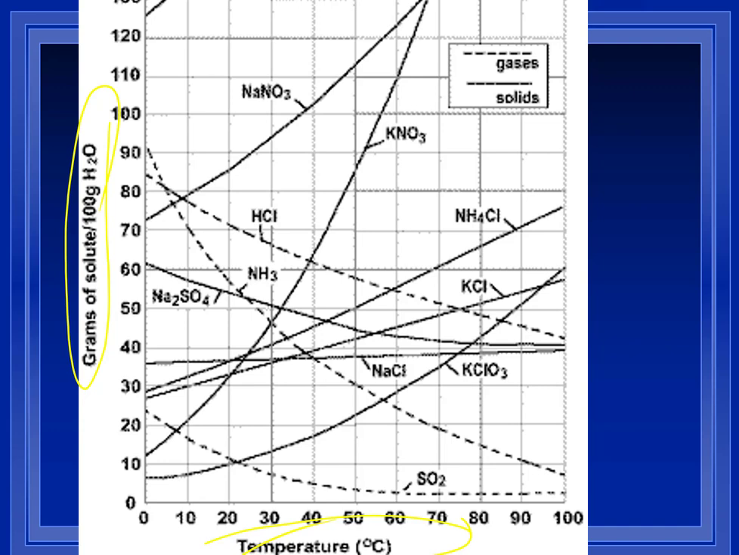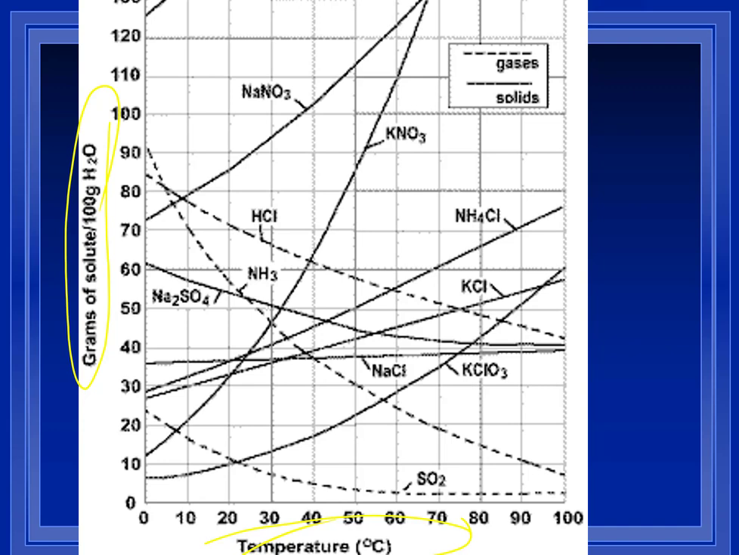But they do different amounts. Like sodium chloride is at about 37 at 0 degrees, and it's just short of 40 at 100 degrees. But potassium nitrate is 13 at 0 degrees, and off the scale by the time you get to 70 degrees.